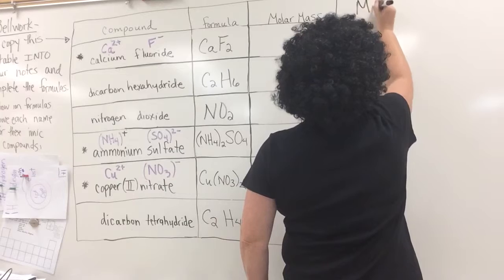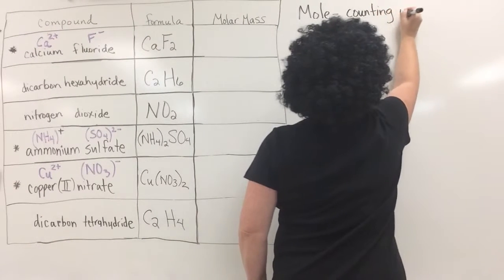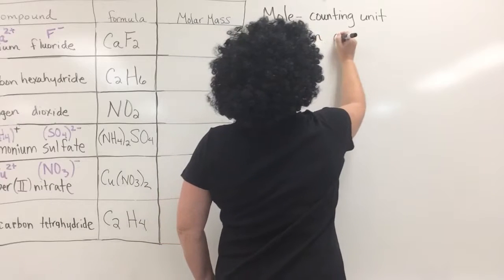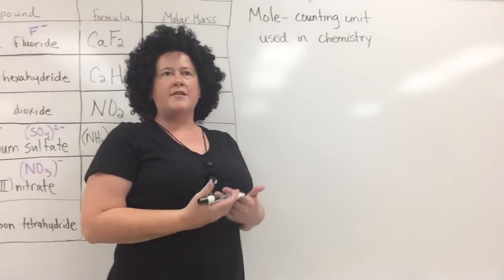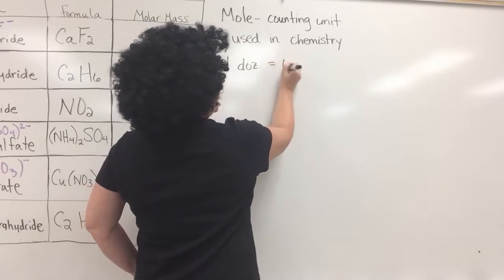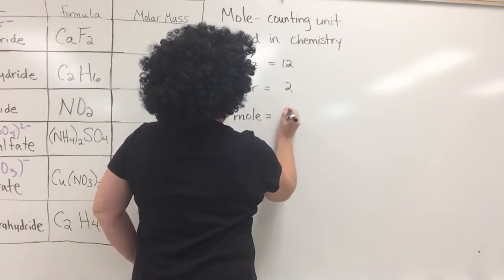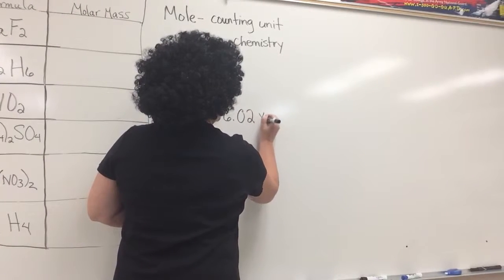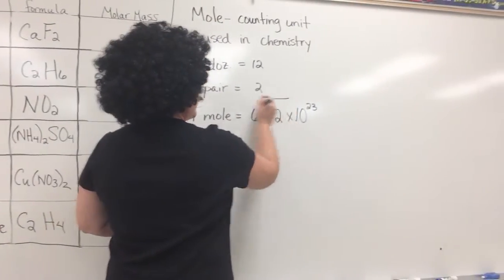By definition, a mole is a counting unit used in chemistry. Just like 1 dozen equals 12 or a pair equals 2, the mole is a counting unit. So 1 dozen equals 12, 1 pair equals 2, 1 mole is equal to, wait for it, a really big number, 6.02 times 10 to the 23rd.